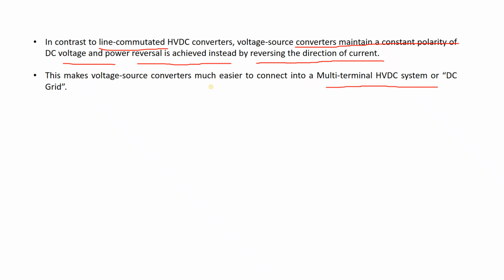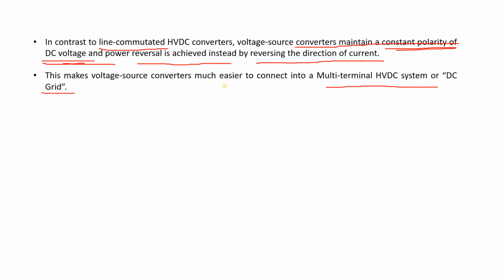So this makes VSC converters much easier to connect into the multi-terminal HVDC or the DC grid. That means this VSC maintains a constant polarity. This is very, very important for the DC supply. The DC voltage has to be constant, otherwise you are not supplying constant voltage, because in DC we don't have frequency. So the voltage has to be constant because only one particular voltage is there. Okay, it has to be constant.